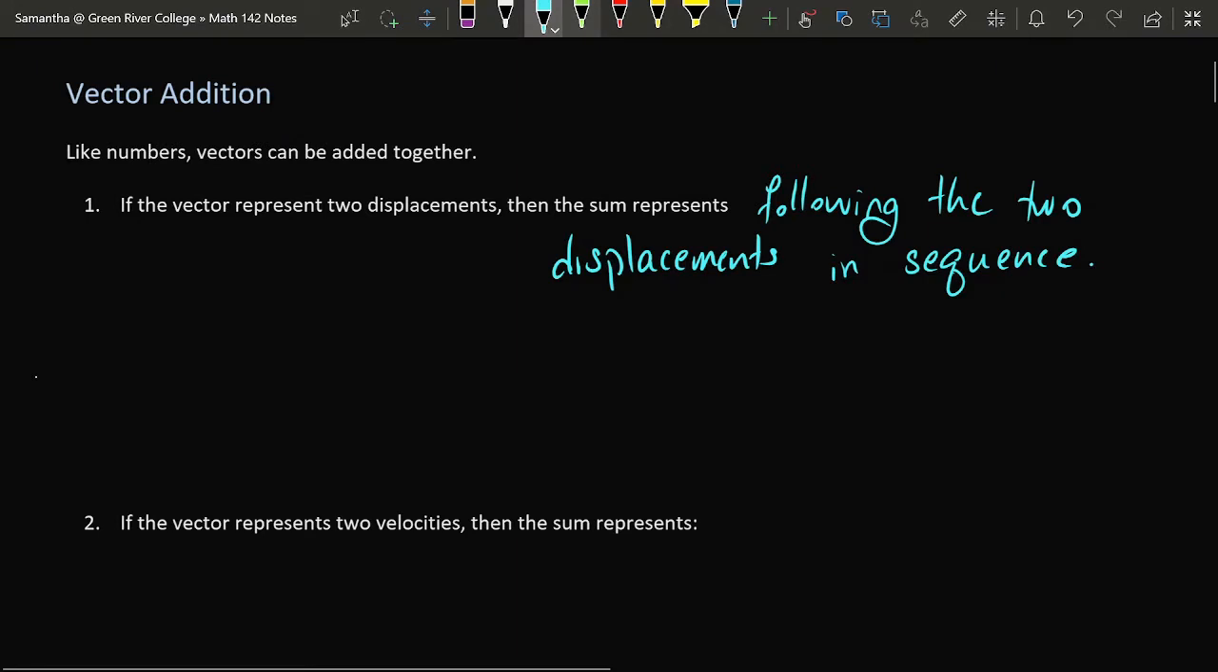For example, suppose that we had one vector that represented a movement to the north 4 miles. And suppose that we had another vector that represented a movement to the northeast by 5 miles. If I called the first vector v with a vector arrow over it, and the second vector w with a vector arrow over that, the sum of those two vectors would be describing the movement directly from the initial position of v to the final position of w.